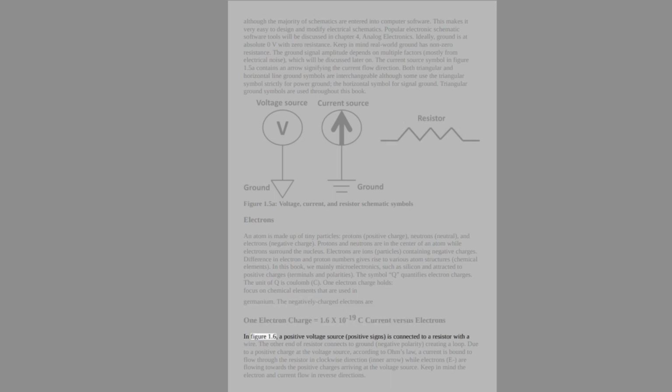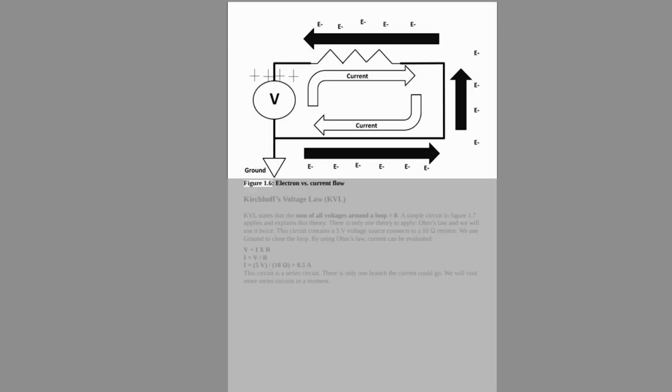Current versus electrons. In Figure 1.6, a positive voltage source, positive sign, is connected to a resistor with a wire. The other end of the resistor connects to ground, negative polarity, creating a loop. Due to the positive charge at the voltage source, according to Ohm's law, a current is bound to flow through the resistor in a clockwise direction, inner arrow, while electrons, E, are flowing towards the positive charges arriving at the voltage source. Keep in mind the electron and current flow in reverse directions. Figure 1.6, Electron versus current flow.